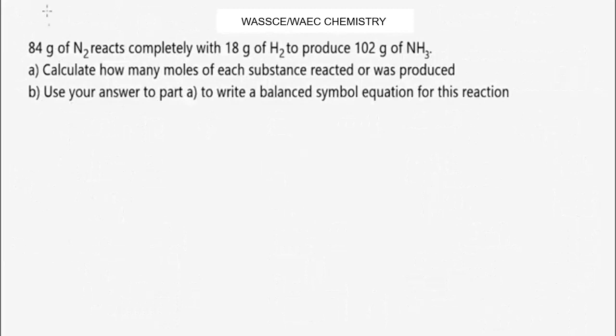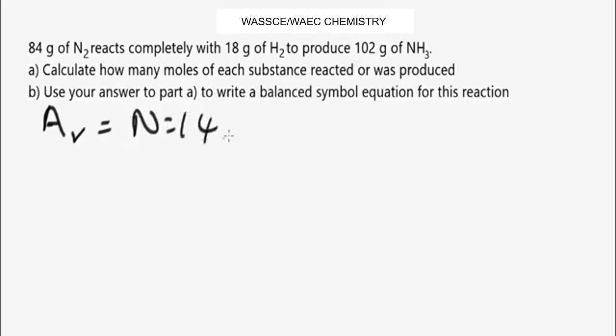Okay, guys, now let's look at this question. It says, 84 gram of nitrogen gas reacts completely with 18 gram of hydrogen gas to produce 102 gram of ammonia. We have to calculate how many moles of each substance reacted or was produced. And part B says, use your answer to part A to write a balanced symbol equation for this reaction.